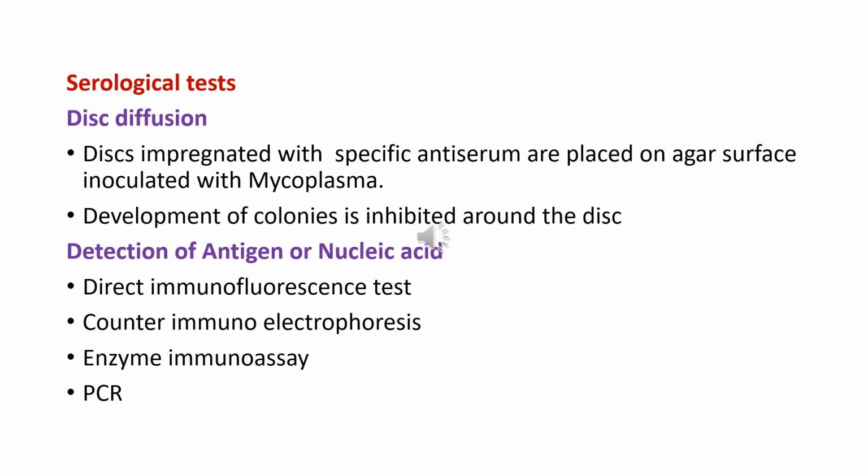Serological test. Disc diffusion. Discs impregnated with specific antiserum are placed on agar surface inoculated with the Mycoplasma. Development of colonies is inhibited around the disc. Detection of antigen or nucleic acid. Mycoplasma antigens are detected by the direct immunofluorescence test, counter-immunoelectrophoresis, and enzyme immunoassay. Specific DNA in the respiratory secretion is detected by PCR.